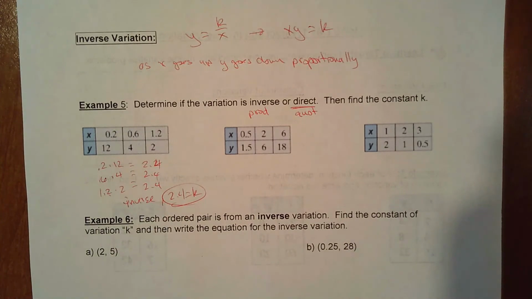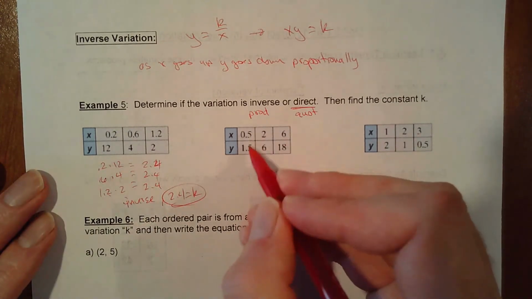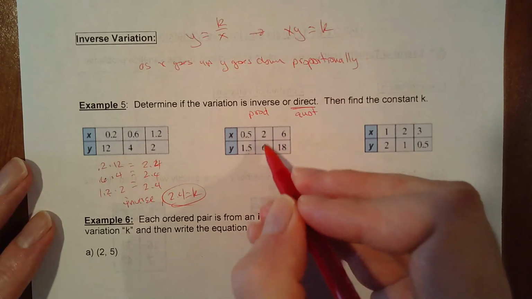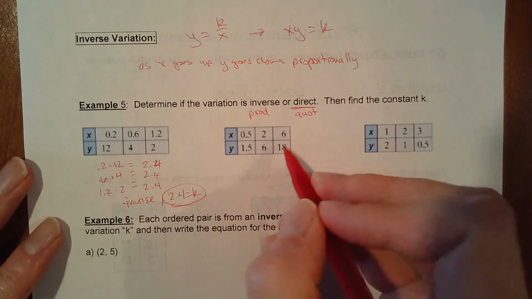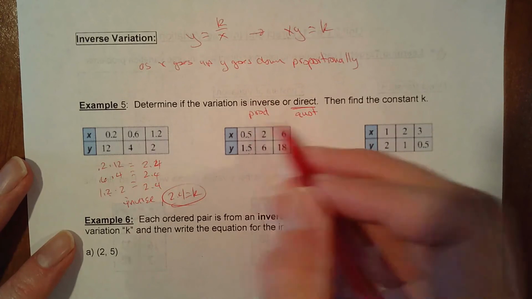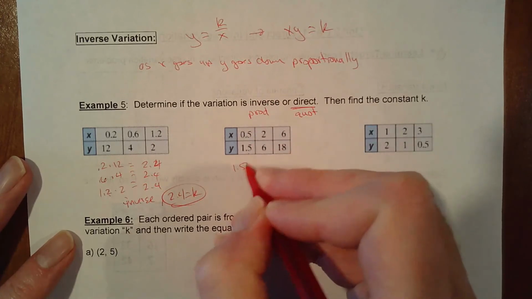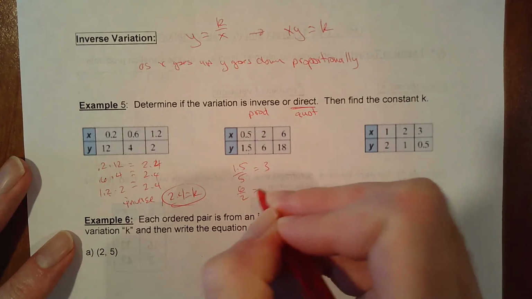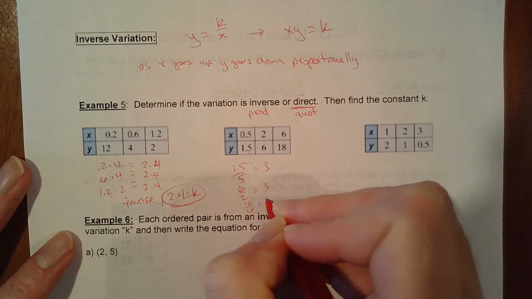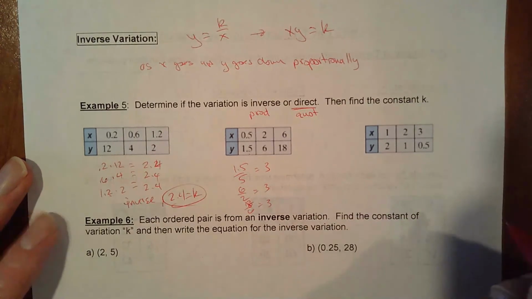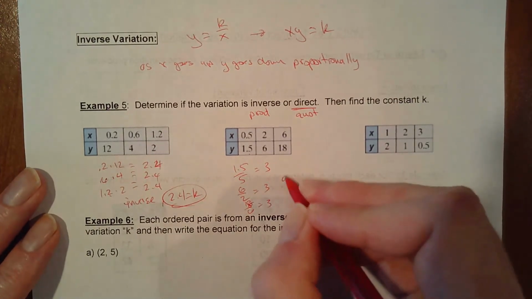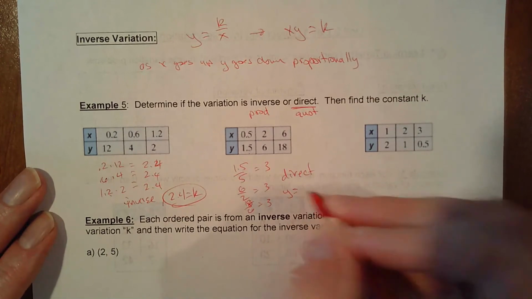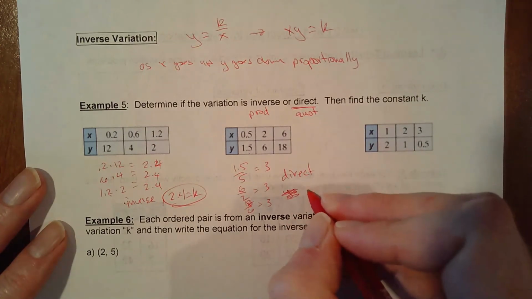Okay, so this guy here, let's try and multiply. Now if I take half of 1.5, that's 0.75. 2 times 6 is 12. That's not even close. And 6 times 18, so it's not direct. Wait, so it's not inverse. So now let's check the quotients. 1.5 divided by 5, that equals 3. 6 divided by 2, that equals 3. 18 over 6, that equals 3. So if the quotients are all the same, this is direct. And this would be y equals... I'm sorry, they just want k, don't they? So k is 3.